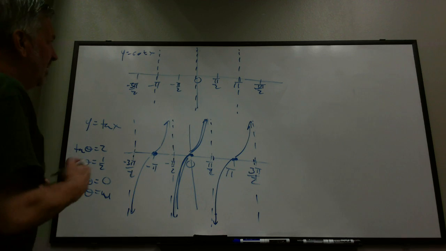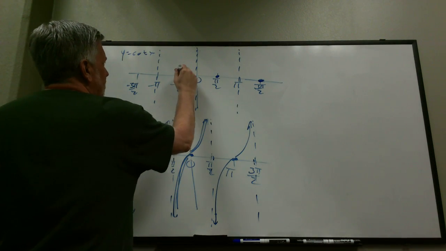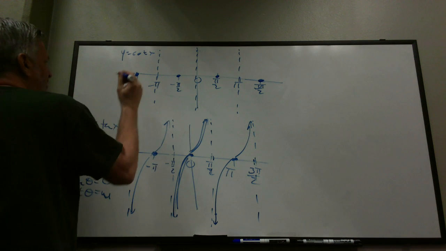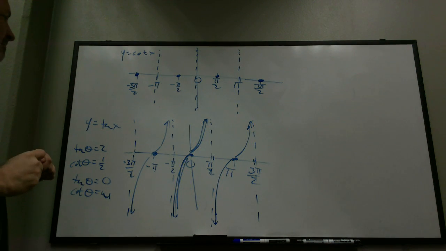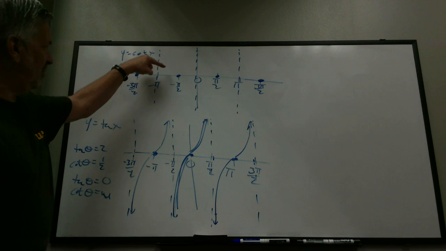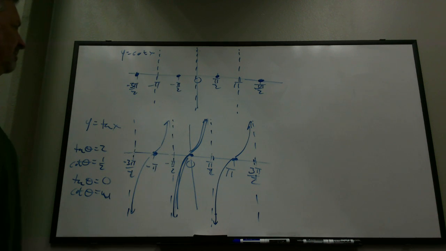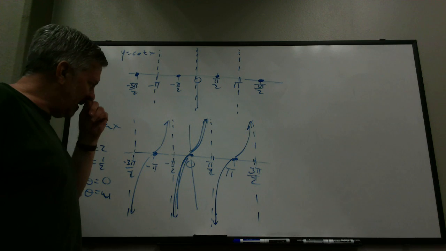It's the opposite. So you're going to have a 0 at 3 pi over 2, a 0 at pi over 2, a 0 at minus pi over 2, a 0 at minus 3 pi over 2. It makes sense. Where tangent has a 0, cotan has a vertical asymptote. Where cotan is 0, tan has a vertical asymptote. That shouldn't surprise you.